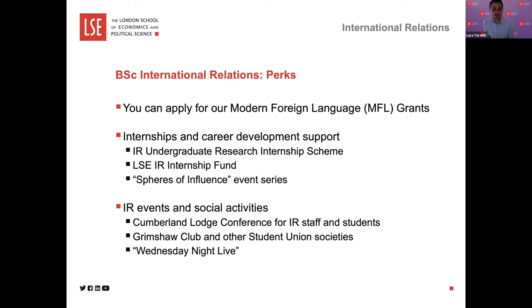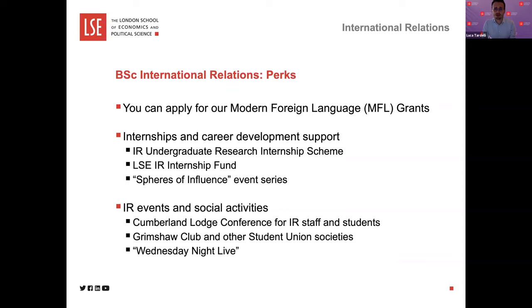Then our students also run a student union society on international relations called the Grimshaw Club, which runs fantastic events. And also, when that is possible, a trip to a country abroad to provide other opportunities for engagement with relevant speakers and thinking about international relations. But there are also many other relevant student union societies at the LSE that might be of particular interest to our students. I'm thinking here about the United Nations Student Society. I'm thinking here about the Amnesty International Student Societies and many, many more.